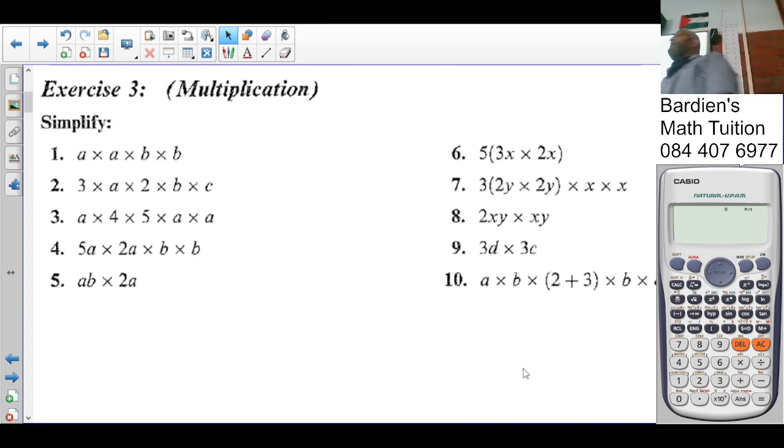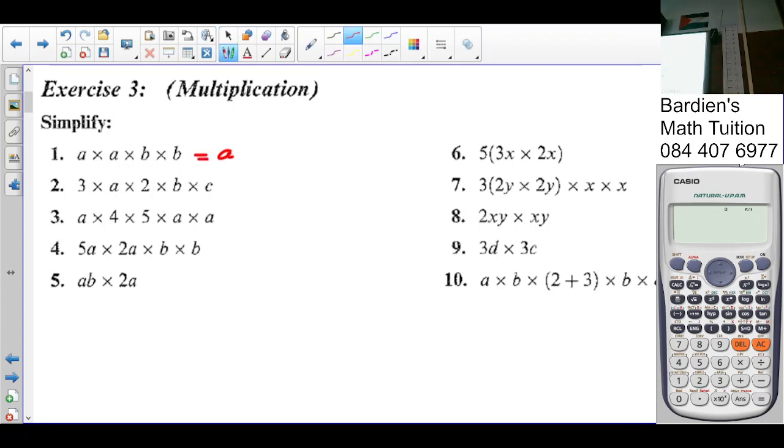Right, number 1 is A times B times B. Who got that? Okay, next. 3 times A times 2 times B times C. The next one is A times 4 times 5 times A times A. 20A cubed. Okay?